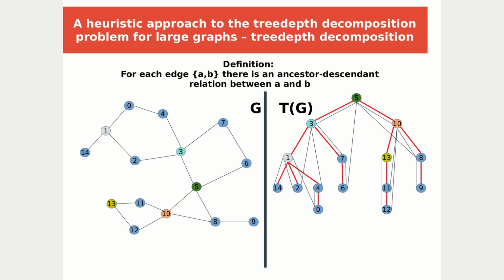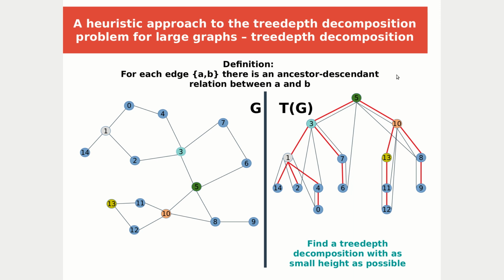What is a treedepth decomposition? For a given simple graph G, a treedepth decomposition is a tree built on the same node set as the graph G, where for each edge AB in the graph G, there is an ancestor-descendant relation between A and B in the tree T of G. As an example, here's an edge 5, 6 in the graph, and there is an ancestor-descendant relationship in the red tree. That's the decomposition here.